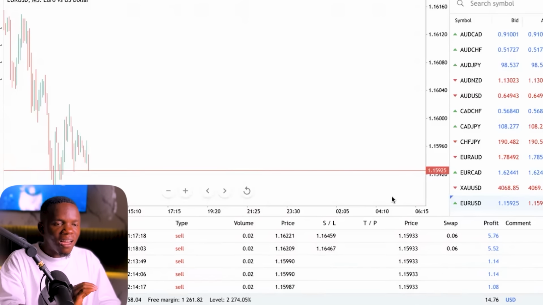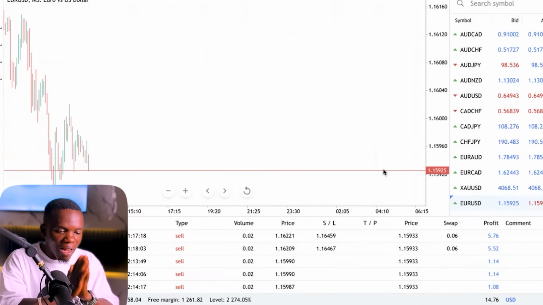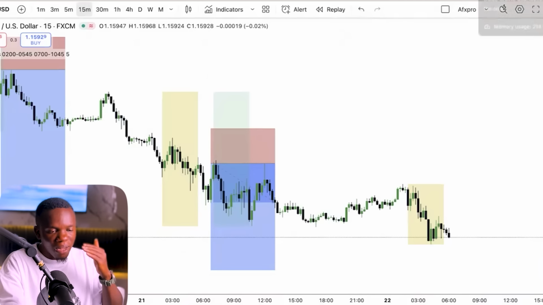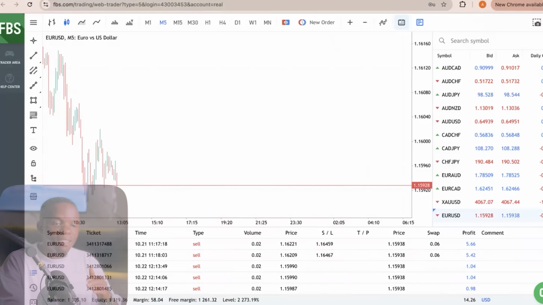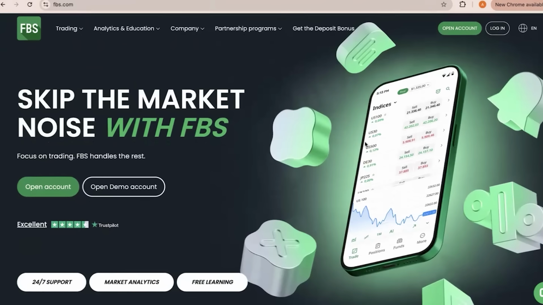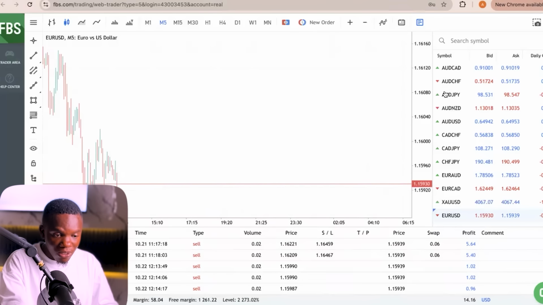And by the way, I know most of you guys are thinking I'm making use of TradingView. This is not the TradingView platform, all right? You can see how I just moved from TradingView right now to this platform I'm making use of. This is FBS broker, guys. FBS is the broker I am trading with, and of course this is the broker that is holding this trade right now.